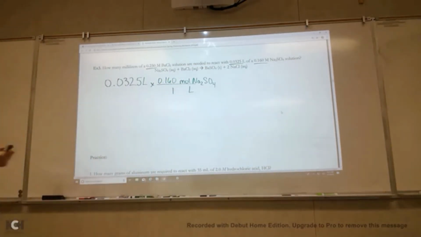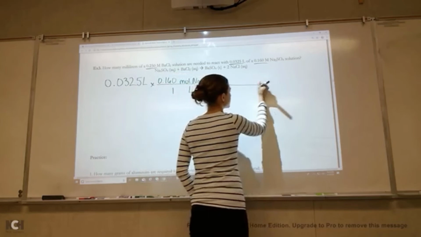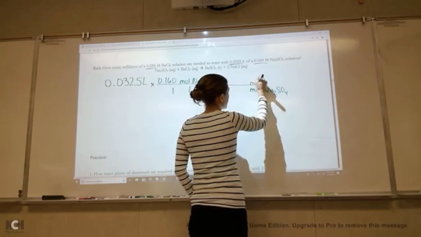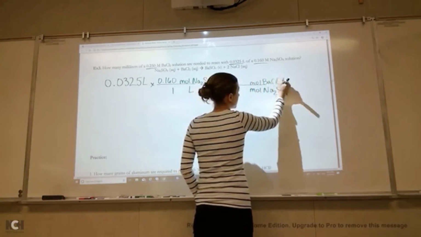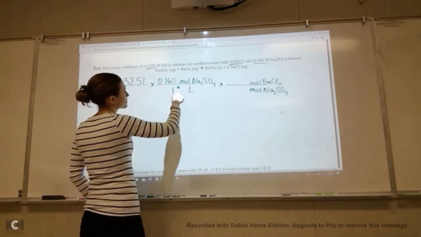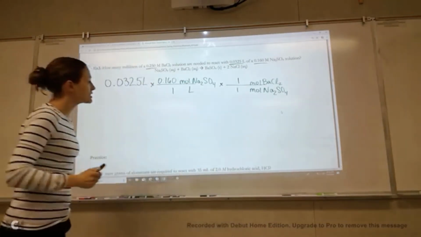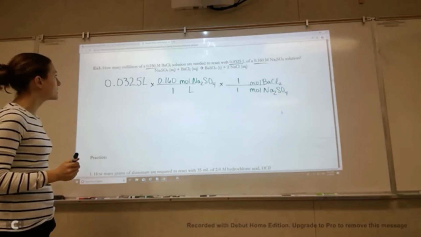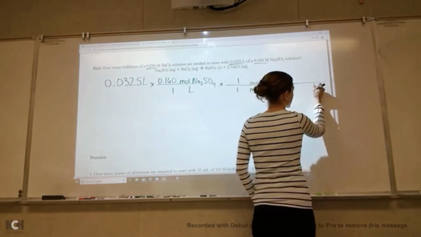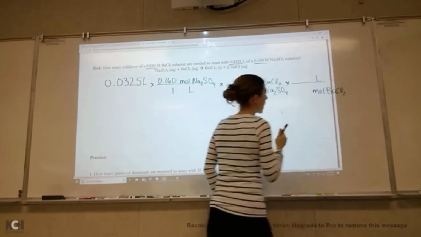So now that I'm in moles of sodium sulfate, I can get into moles of barium chloride, which I'm interested in, by just using my mole to mole ratio. So moles of sodium sulfate on bottom, moles of barium chloride up top. Let's look at my coefficients. Barium chloride, there's a 1 in front of that, and there's a 1 in front of sodium sulfate, so it's just 1 to 1. Now I'm in moles of barium chloride, but I want to be in milliliters of barium chloride. So I first need to get into liters.